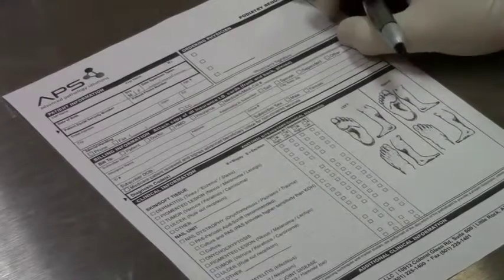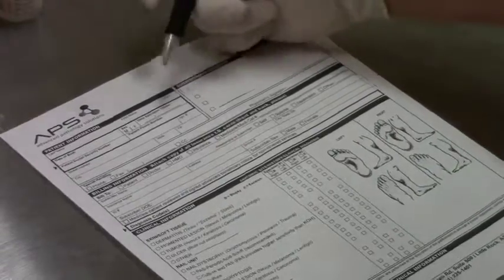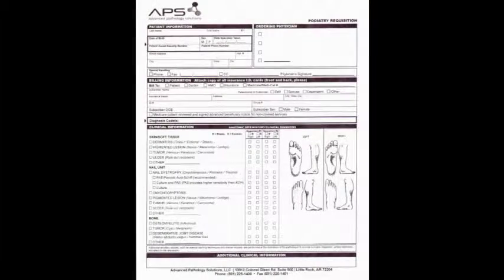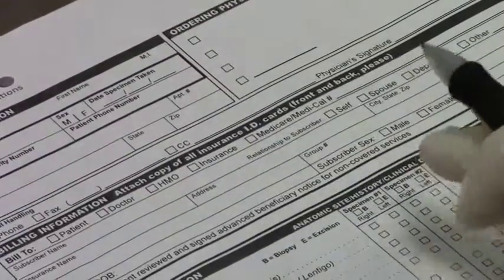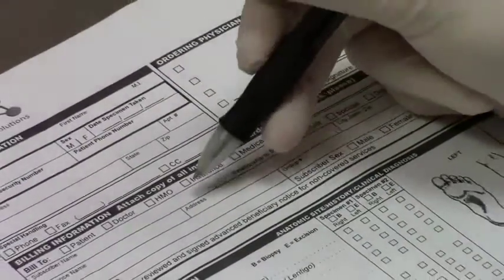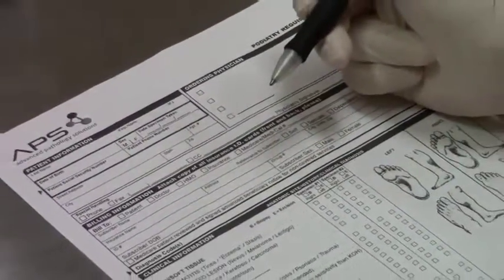This is our podiatry requisition form with Advanced Pathology Solutions. We want to make sure that you fill out your patient information and your ordering physician, and also the billing information. It's easier to attach the billing information cards to the back, make a copy for us, than actually filling this part out. That's what makes it a little bit easier on everybody.